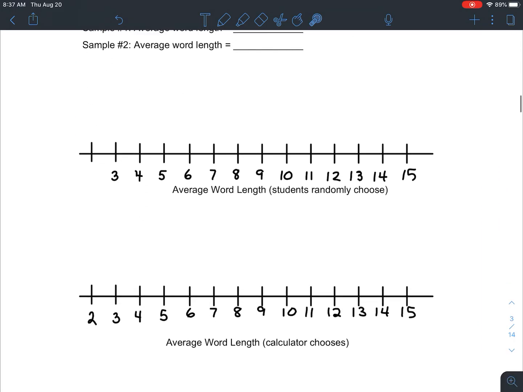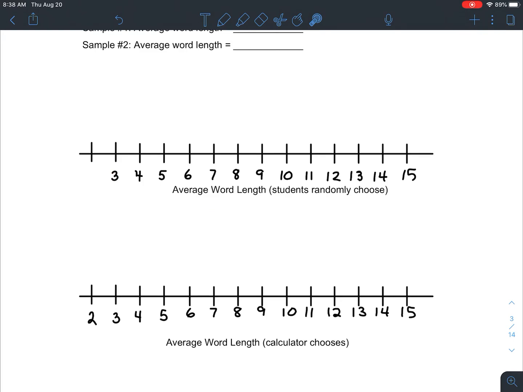Okay, we then would have put a dot plot here for everybody in the class for their average word length for each of their 2 samples. Okay, so that gave us several dots here because we had 2 samples for everybody in the class.